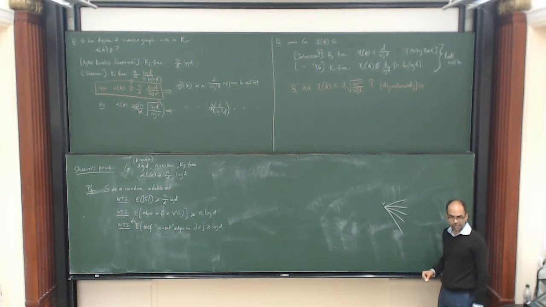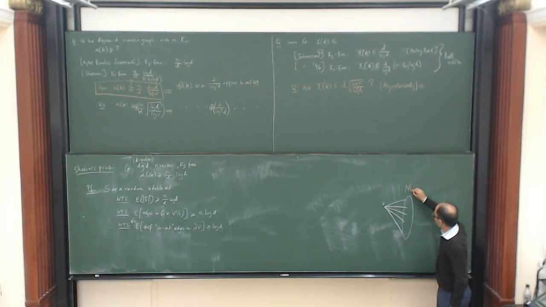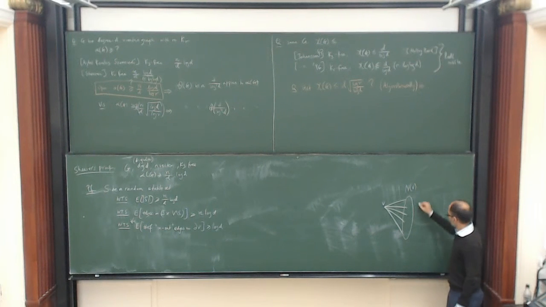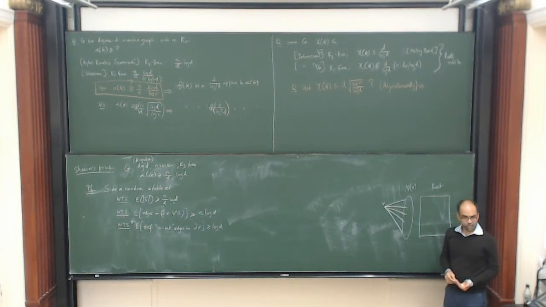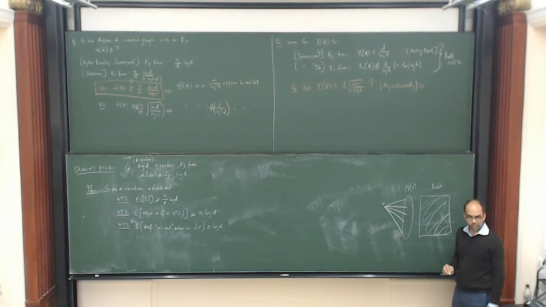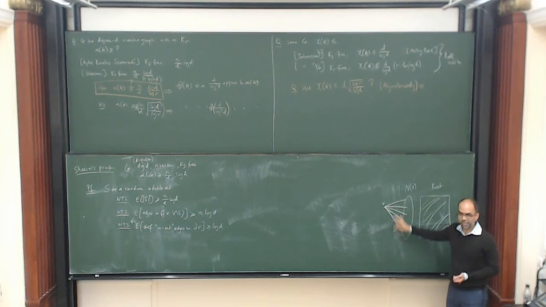Let me do it. So there is V. This is the neighborhood of V. And this is the rest of the graph. Okay? So I've picked a random independent set, but let me pick it in two stages in some sense. Let me pick the part of the independent set that lies out here. And I'm going to extend it to an independent set in this part.